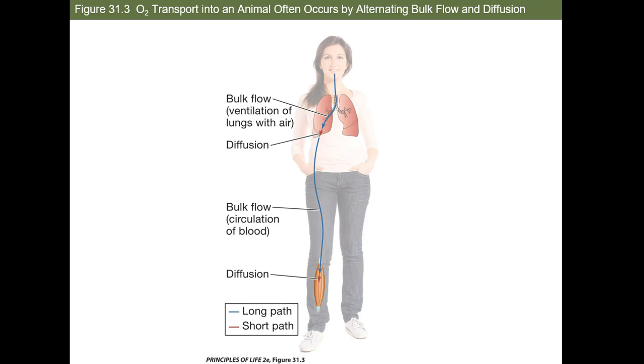Here is the picture from a few slides back, illustrating both bulk flow and diffusion of oxygen. Bulk flow occurs in oxygen traveling to the lungs and through the circulatory system. Diffusion occurs as the oxygen leaves the blood and goes into tissues, such as muscles.